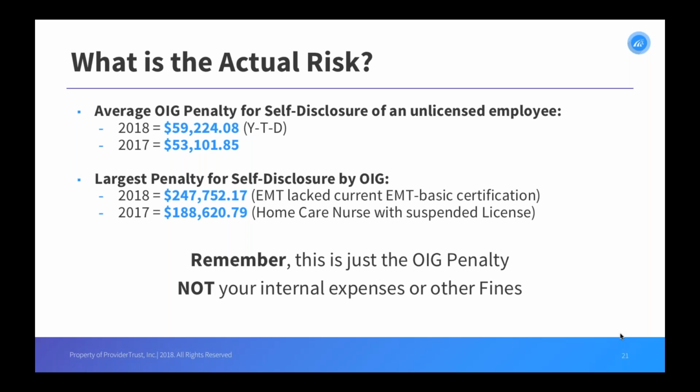The second section, I just wanted to share a little bit about what those largest penalties were so that we could see the magnitude or the type of exclusions related to license or certification issues. The largest one in 2018, based on self-disclosure, was almost $250,000, and it related to an EMT that didn't have their basic certification. The largest penalty last year was about $188,000 for a home care nurse that had a suspended license.